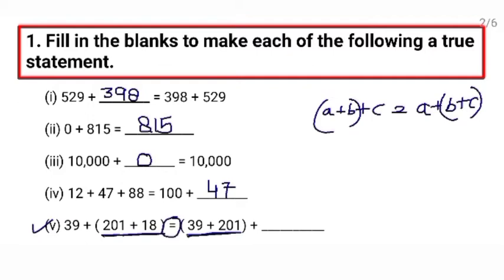It means both the sides are equal. Let's see which is common on both the sides. 39 is given on both the sides, right? 201 is also given on both the sides. What is remaining here? 18. So in the blank you will write 18. And which property is this? This is the associative property.